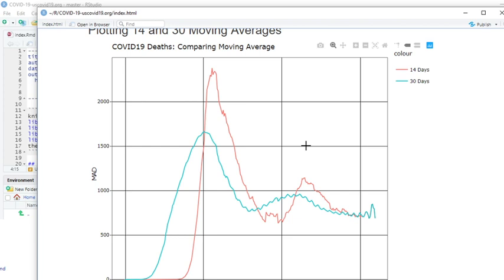And of course, pandemics and diseases are measured by deaths and not by the number of cases. So that's something we want to keep in mind.